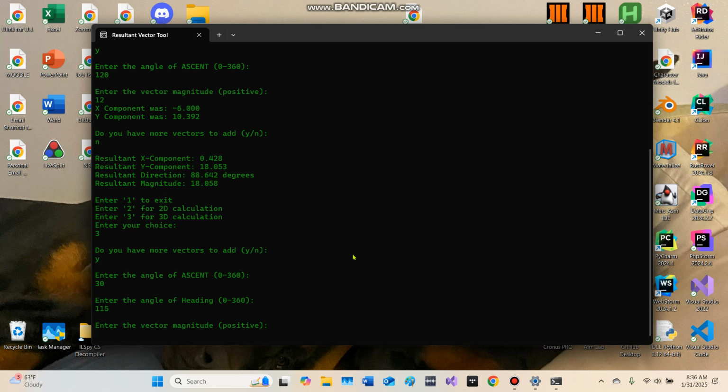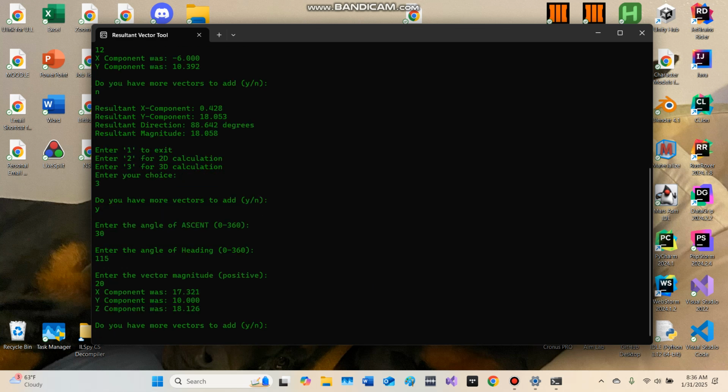it will be moving to the left side of one angle. So enter the magnitude of this vector, we'll enter 20. And we get all of the components of these. Do we have more vectors?